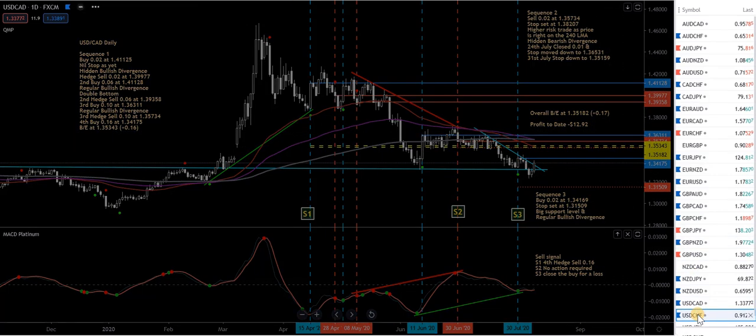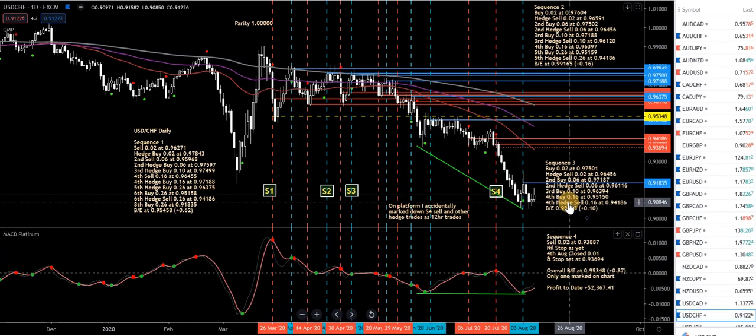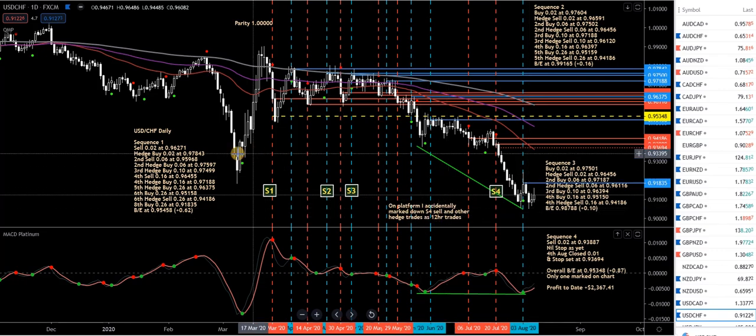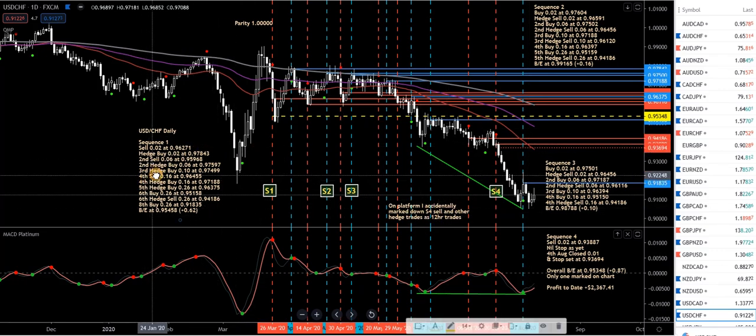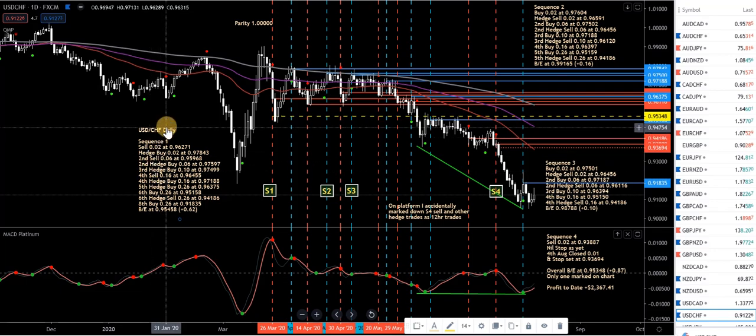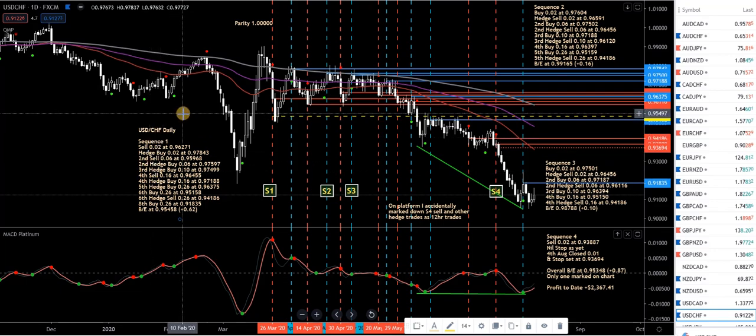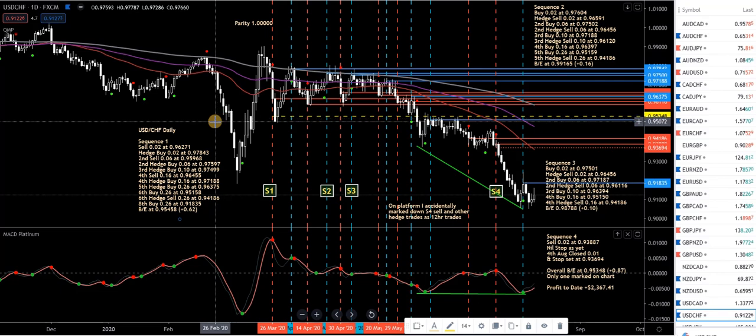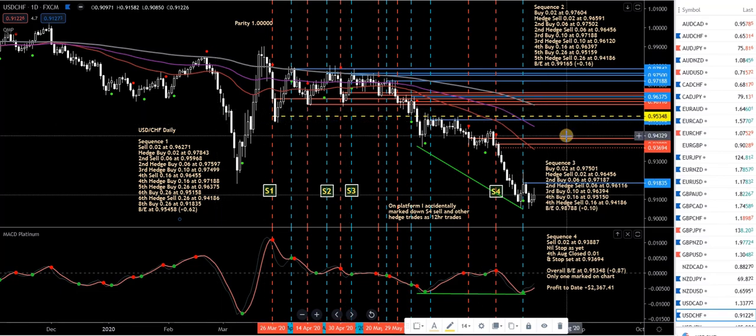And here's my other problem pair that I'd love to see the back of. USD Swiss Franc. I've had trouble trading this pair. It's funny because the Euro USD and the USD Swiss Franc are inversely correlated very strongly, and I seem to do all right surprisingly on the Euro USD, but I struggle on this pair. So we're in 4 sequences. I've got a stop in place for sequence 4, which is a sell, and we've really got to get up here for the break-even level.